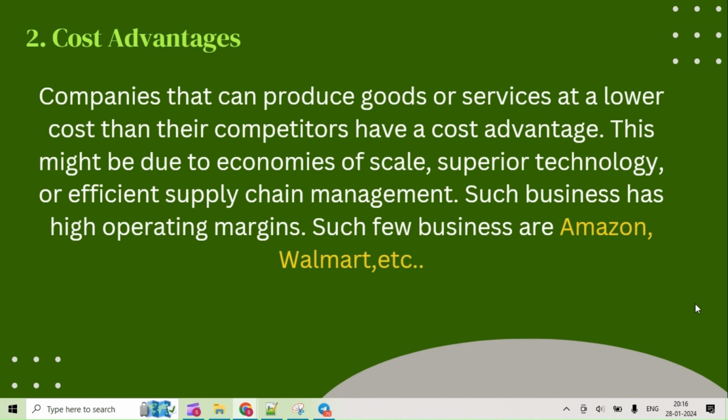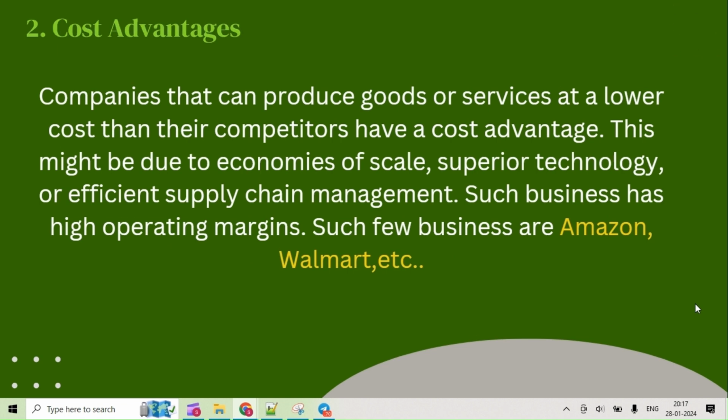So the next one is the cost advantage, right? Companies that can produce goods and services at a lower cost than their competitors have a cost advantage. This might be due to economies of scale, superior technology, or efficient supply chain management. Such businesses have high operating margins. A few such businesses are Amazon, Walmart, etc.